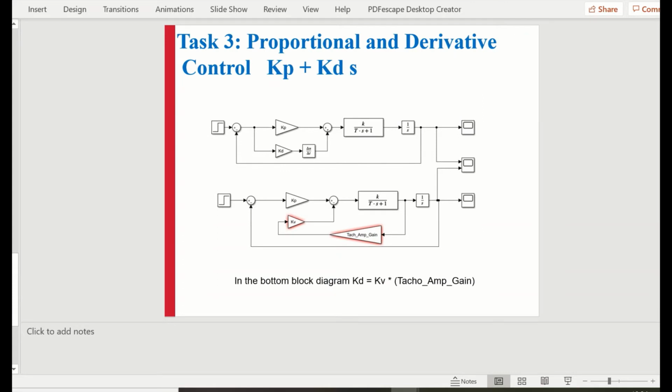So let's look now at task 3. So this is proportional derivative control, and we're designing control of the form Kp plus Kds. So S is the d by dt term, it's giving us the derivative. And we've also got in this thing something called the tacho amp gain, which is the gain of the velocity feedback here, and for the example I'm doing, my gain is 0.333, but for your rig, each rig has a slightly different gain, which will tell you on the day.